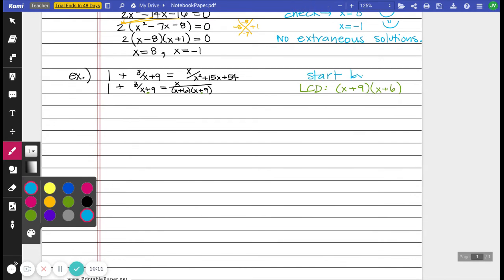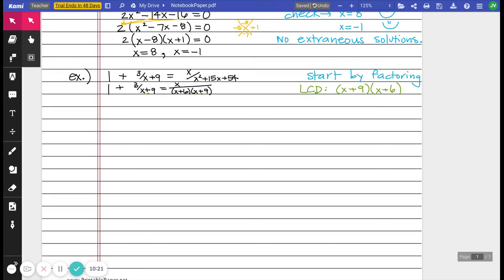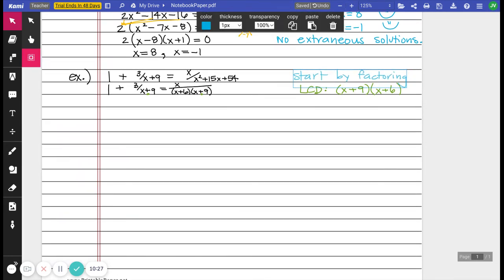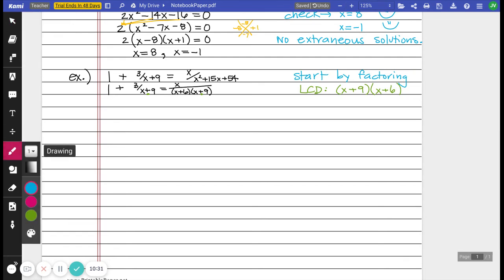So start by factoring. Now, we haven't had one that has needed to be factored yet. So that is something kind of a new wrinkle in this particular problem, that we had to factor it because we couldn't see what we wanted. And so we had to address that little bit of a wrinkle. Okay. Once we have our LCD, that's the same. We still multiply everything by that LCD.